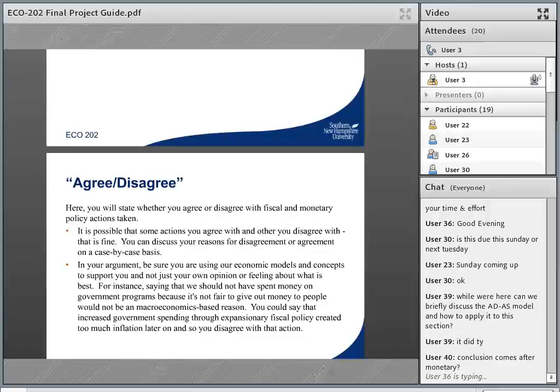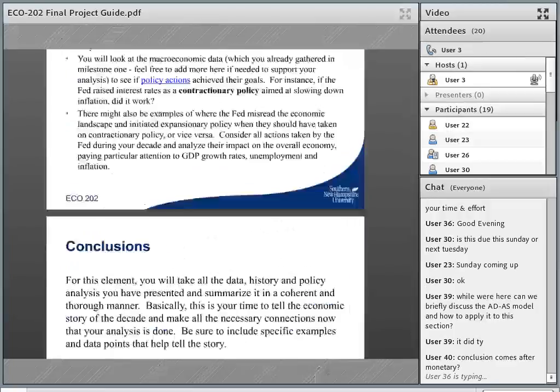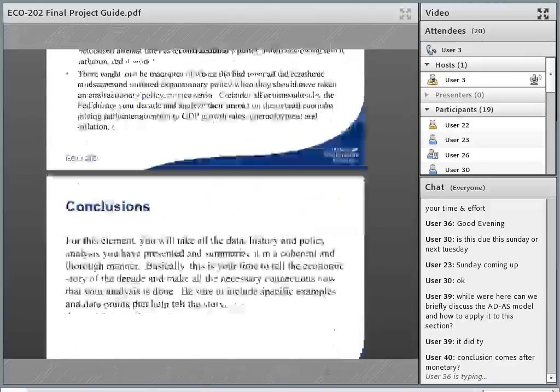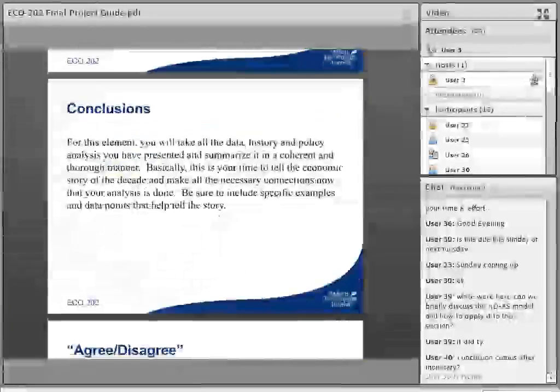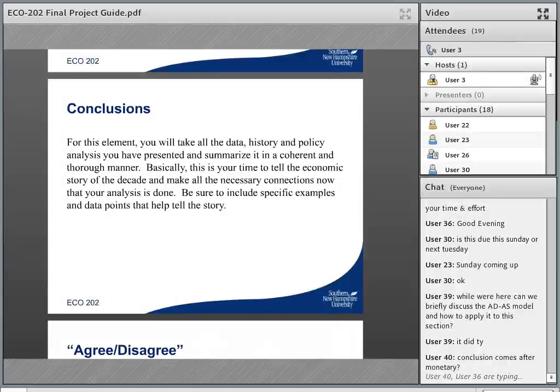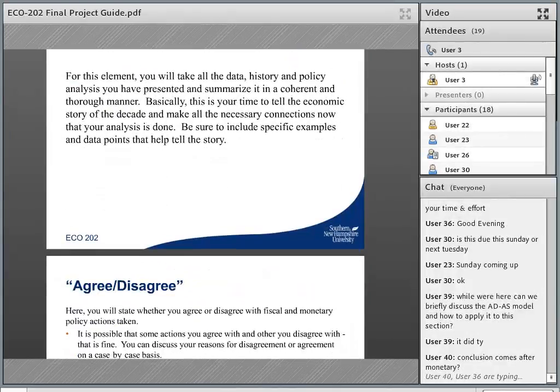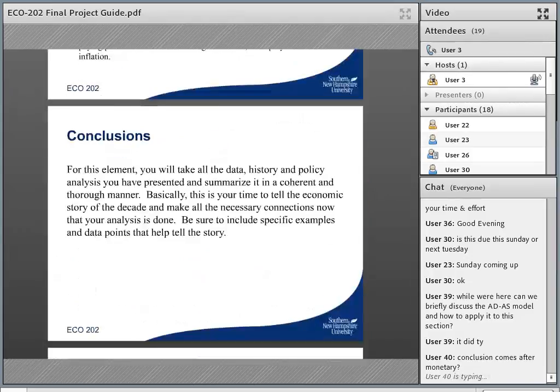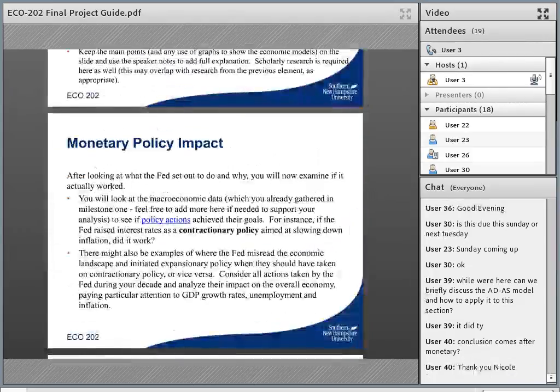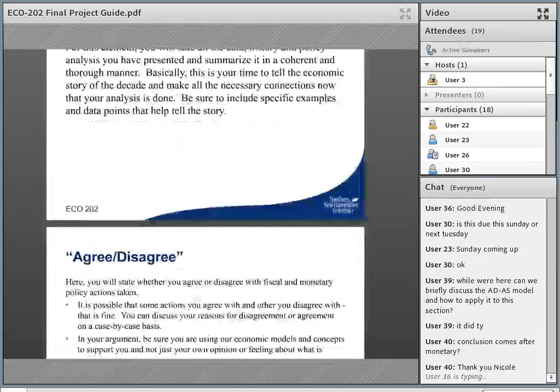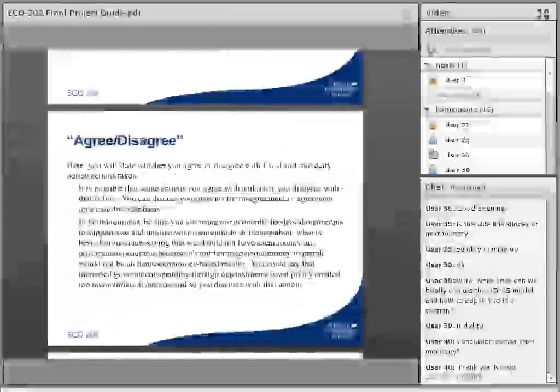So Jennifer asks, conclusion comes after monetary policy. Yes, that's correct. So monetary policy was your third milestone. So that was the last thing that you did. The 2 foreign trade slides are going to go right after interest rates, and then the conclusion and agree, disagree come right after monetary policy. So there it is. Yep.